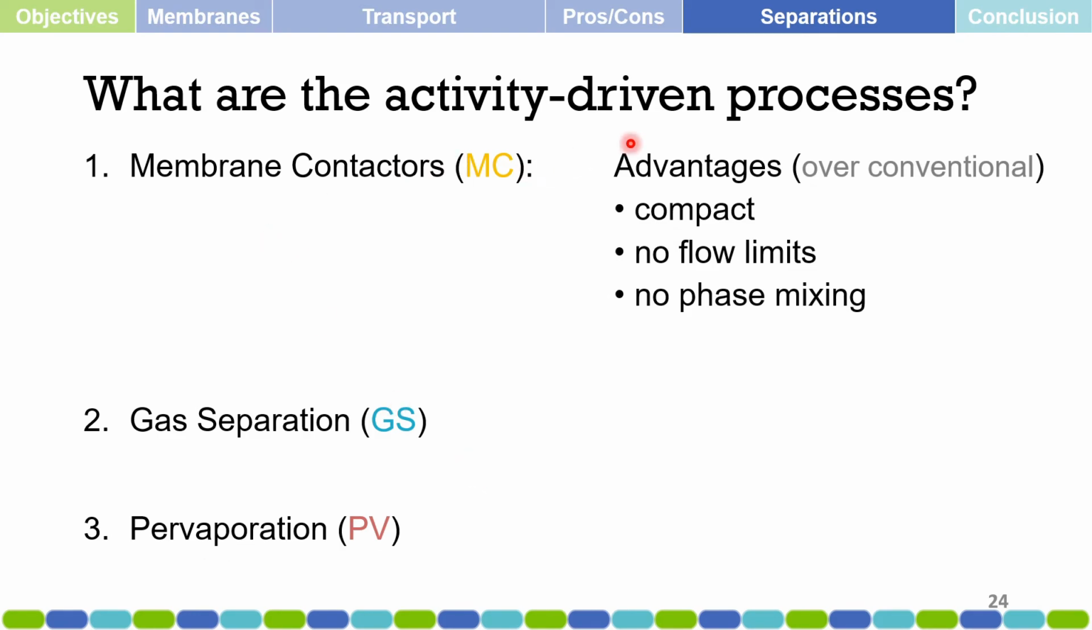So what are the advantages of these activity-driven processes, membrane processes specifically? They're generally more compact than their typical counterpart. They have higher specific area as compared to, say, a typical gas absorption column. They also don't have flow limits. There are no flooding limits or bubbling limits. There's no phase mixing, so the phases are separate. So you don't need to consider the difference in density of the liquids or whether they are miscible or immiscible. So those are the advantages of these activity-driven processes. And most of the time, they're operating in hollow fiber module or device design, since hollow fiber device design offers the biggest surface area for the process.